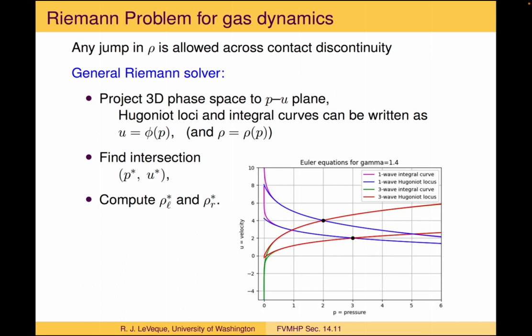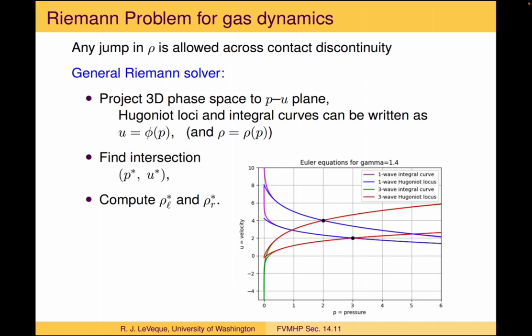And so to do this, we use the fact that, as we've seen, across a contact discontinuity, a two-wave, any jump in the density is allowed. And so it turns out we can project the three-dimensional phase space onto the PU plane. I'm going to work in terms of the primitive variables, P, U, and rho, the density. You can think of this plot as a projection of the three-dimensional space onto the 2D space, or you can think of rho, the density, as varying in the third direction into and out of the plane, but we're looking at this one projection.